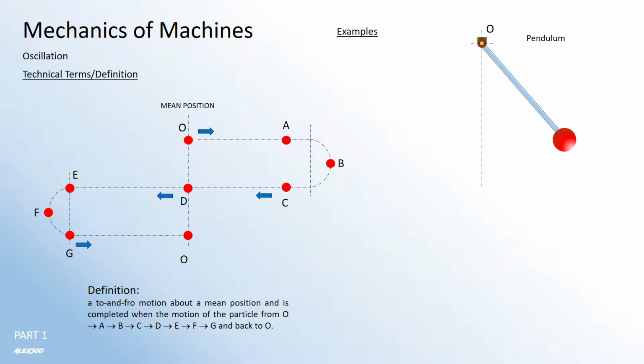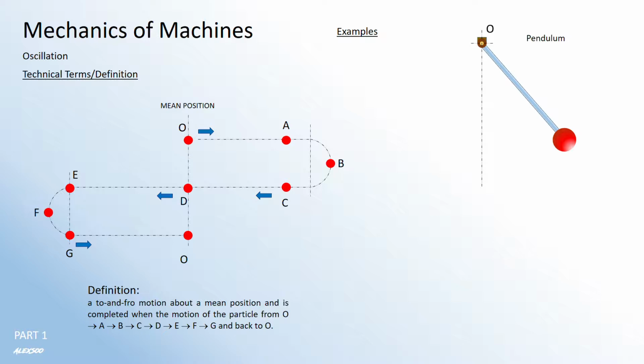When you look into the diagram, we have a mean position here, or we can sometimes call this the equilibrium position. At the mean position, I have a red particle which is moving from point O to point A, then from A to B, B to C, and C to D, back to the mean position, but that is only half an oscillation. Then it moves to E, then to F, G, and back to O.